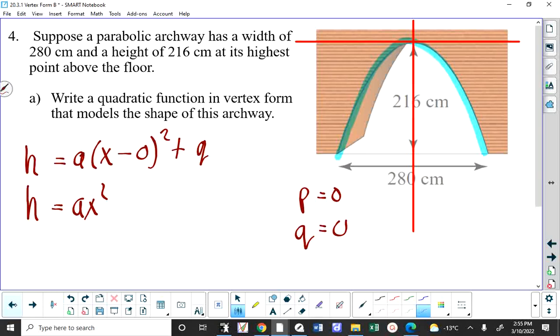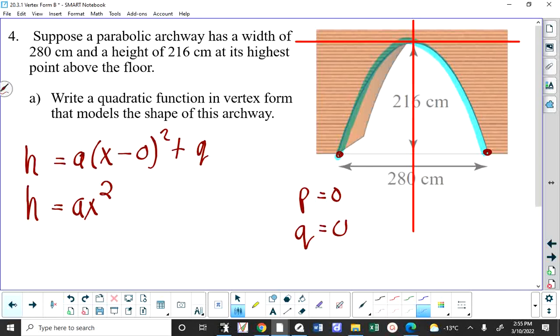Now, what do we have? Well, we have a missing parameter. How are we going to determine the missing parameter? We're going to have to load in the coordinates of a point. Well, there are 2 points that we can use. You can use this one or this one.